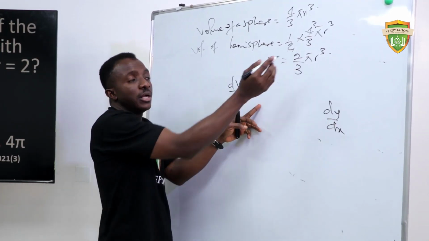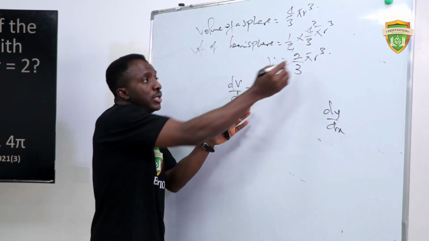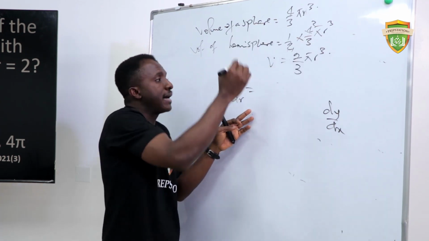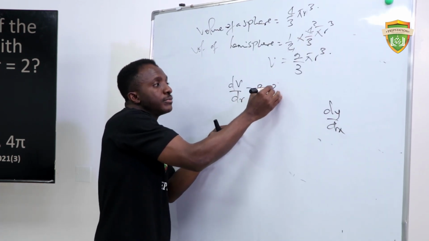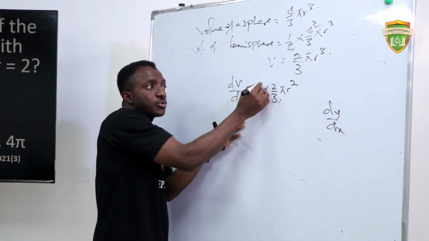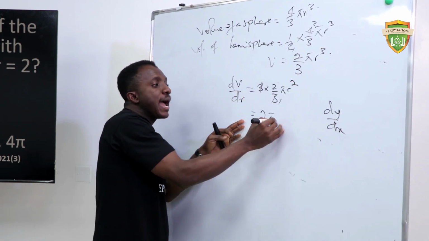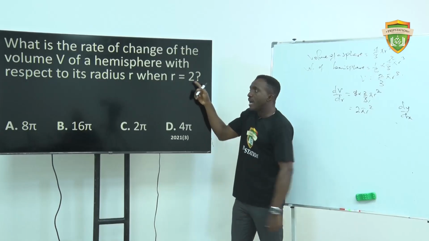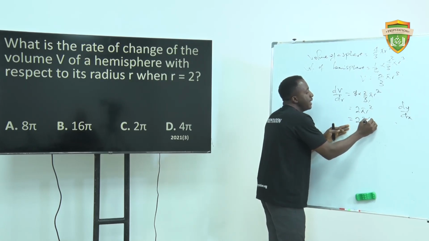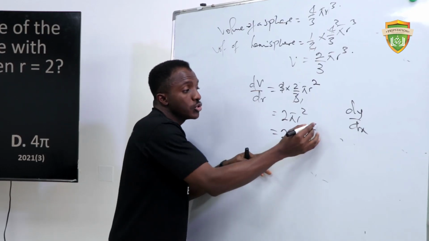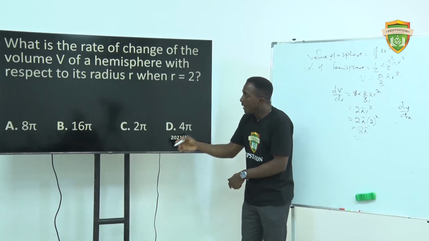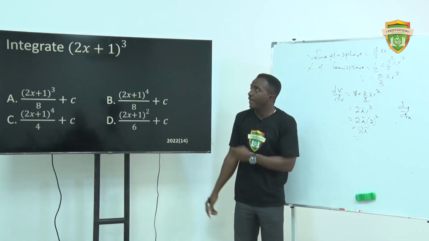So this will give us, from what I taught you about differentiation, the 3 comes over here to multiply, and then it drops one of the powers. So we have 3 times 2/3 pi r squared. 3 will cancel 3, leaving us with 2 pi r squared. Now, the r has been given as 2, so we substitute. So we have 2 pi times 2 squared, and 2 squared is 4. 4 times 2 is 8 pi. 8 pi is the answer, which is option A.